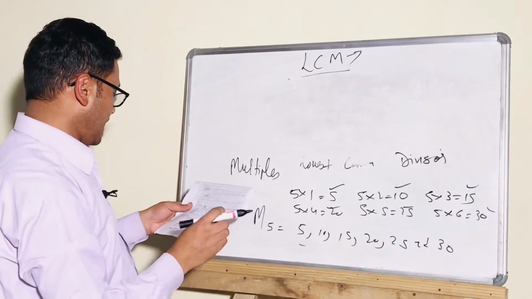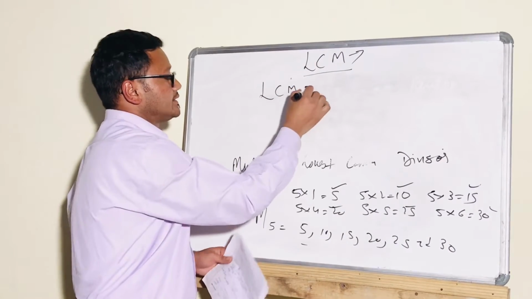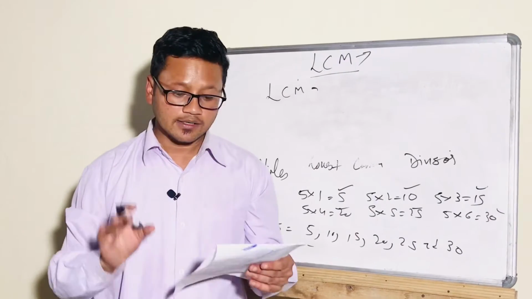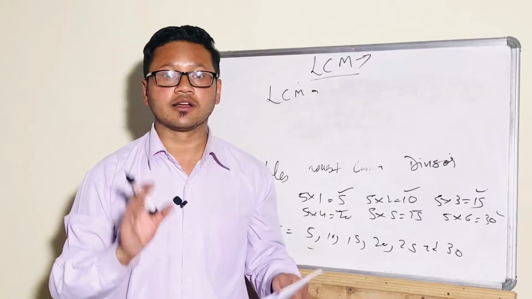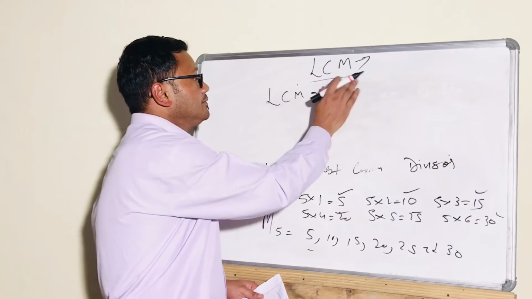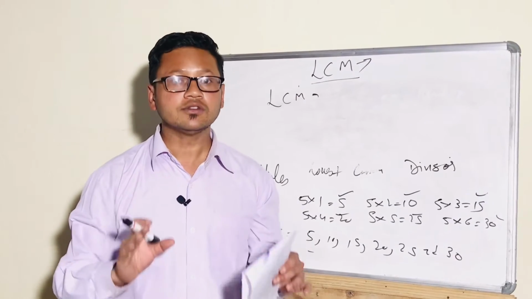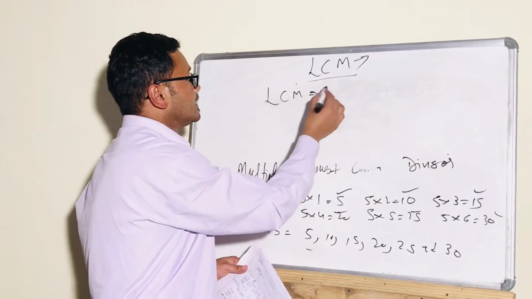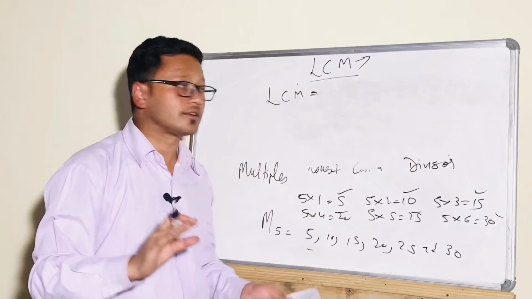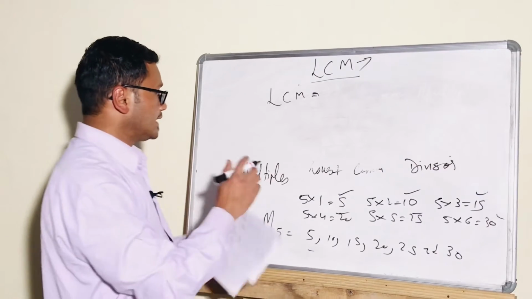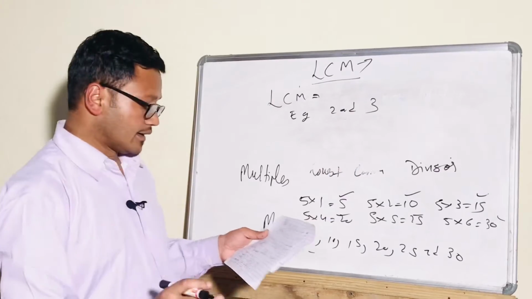After this we must know the definition of LCM. What is LCM? LCM is the smallest, or the lowest, or the least common multiple of the given numbers. Between two numbers, the least common multiple is considered as the LCM. So we can take the example of 2 and 3.